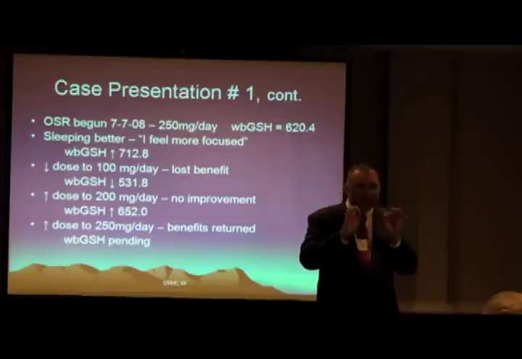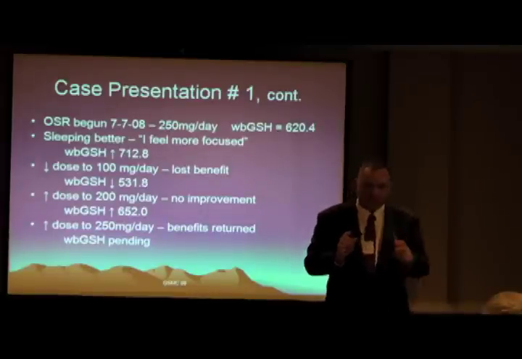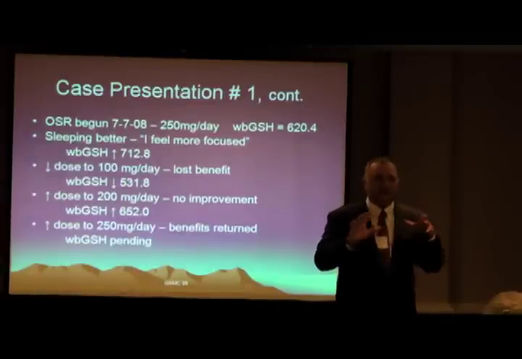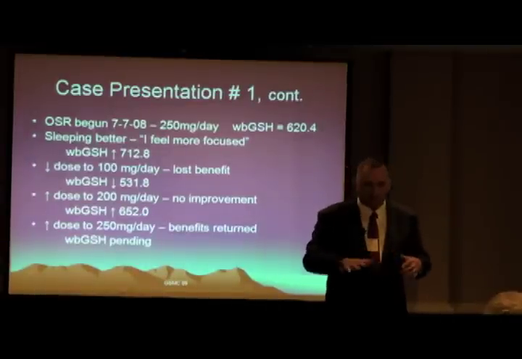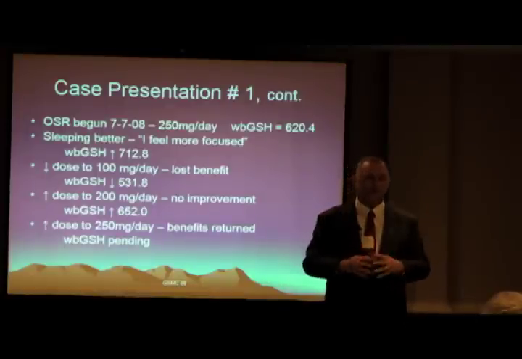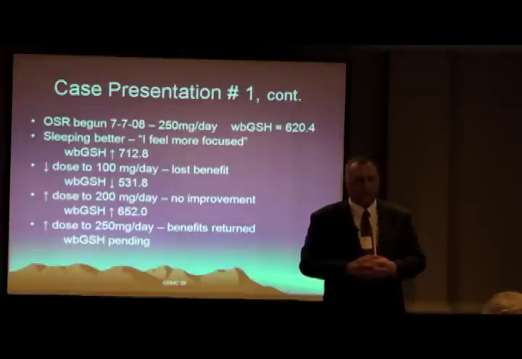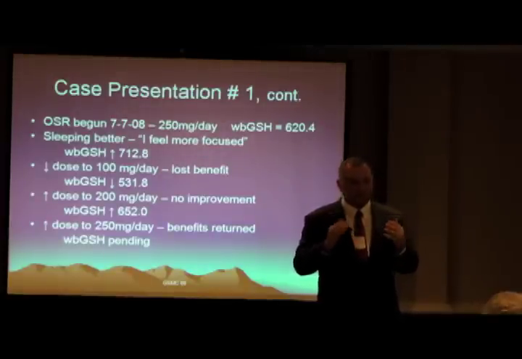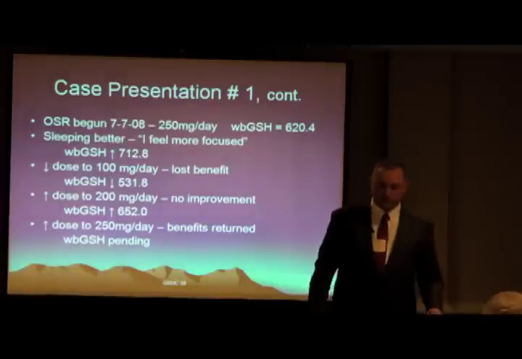And there were these little itsy-bitsy spoons that measure 1/20th of a teaspoon, and they must have had a hard time finding a spoon that size anyway. But we said, well, it sounds like maybe we're giving you too much, so we cut her back to 100 milligrams a day. She lost the benefit. Her white blood cell glutathione dropped down to 531.8. We increased her dose up to 200 milligrams a day. Her whole blood glutathione level came up to 652. Still no improvement. We got back to 250 milligrams a day. Benefits returned, and that test is still pending.